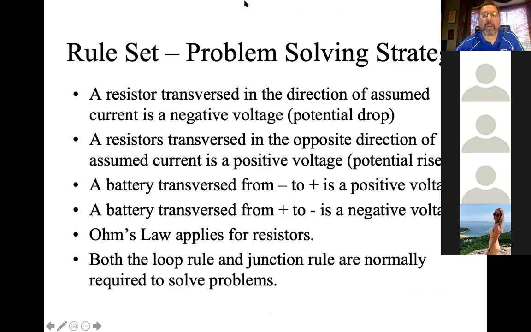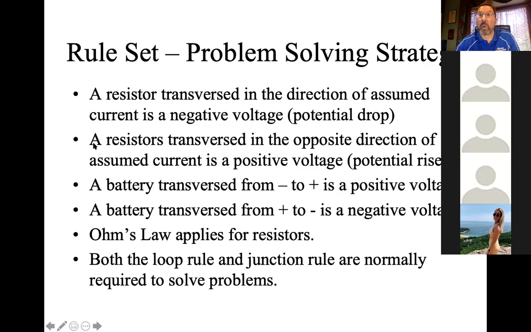Some rules that you want to put into play when you're solving a problem, and I'll show you how to do that here in a second. If you're tracing around a loop, because the sum of the voltages around a closed loop is equal to 0, you have to remember that if you traverse a resistor in the direction of the assumed current, we'll talk about what I mean by assumed current in a second, that's a voltage drop, right? You're going from the high side, where the voltage is higher, to the lower side. And so you make it a negative number.